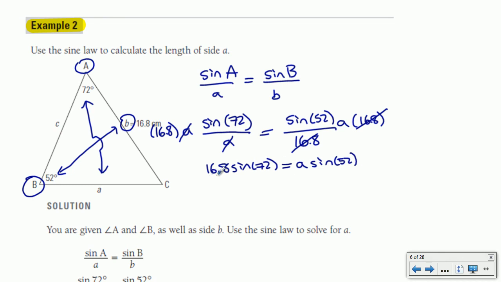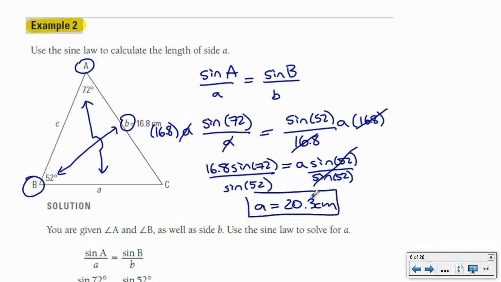Now at this point, if you want to do this multiplication, that's great. You'll get a number out of it, that's fine. And if you want to evaluate sine of 52, that's great as well. But what you need to do next is divide both sides by sine of 52 so that a is on its own. That leaves you with 1a on the right. You would do 16.8 times sine 72, figure out what that is first, and then divide by sine of 52. And you would get a being 20.3 centimeters.